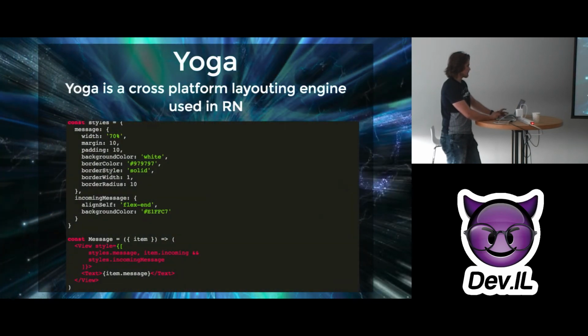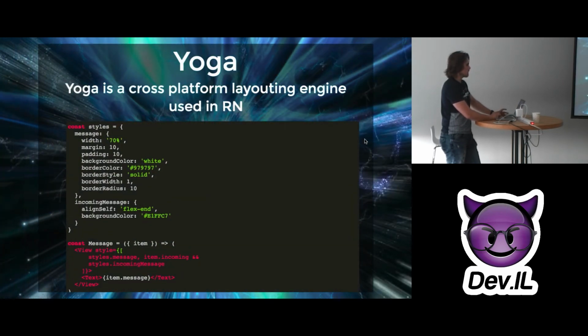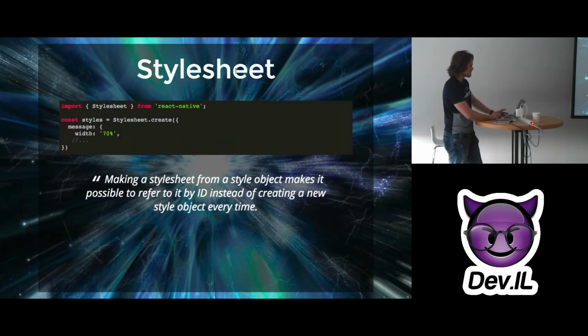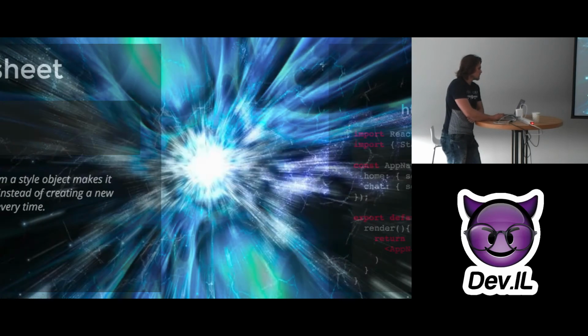So we have this styles object, and previously you've seen that we have StyleSheet.create. That's basically almost the same with one difference. StyleSheet.create basically creates the style sheet and references it by ID, and you don't need to create each object on each render, so it's much more performant.